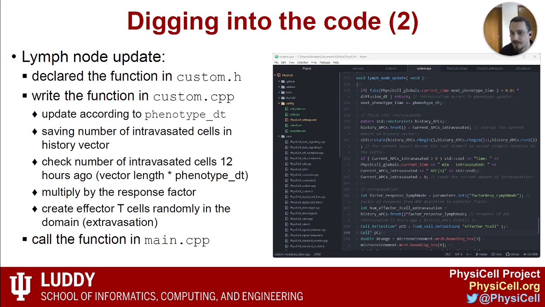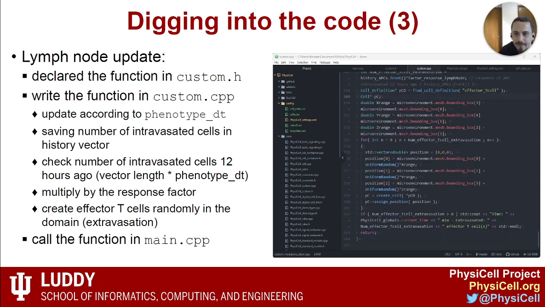If there are cells to extravasate, we multiply by this response factor. This response factor gives us the idea, for one cell intravasating for one APC, of what the response is in terms of generating effector T cells. According to that response factor and the number of cells 12 hours ago, we create the effector T cells randomly in the domain, according to that count from the vector for effector T cell extravasation. And at the end of writing that function, we will call that function in main.cpp.